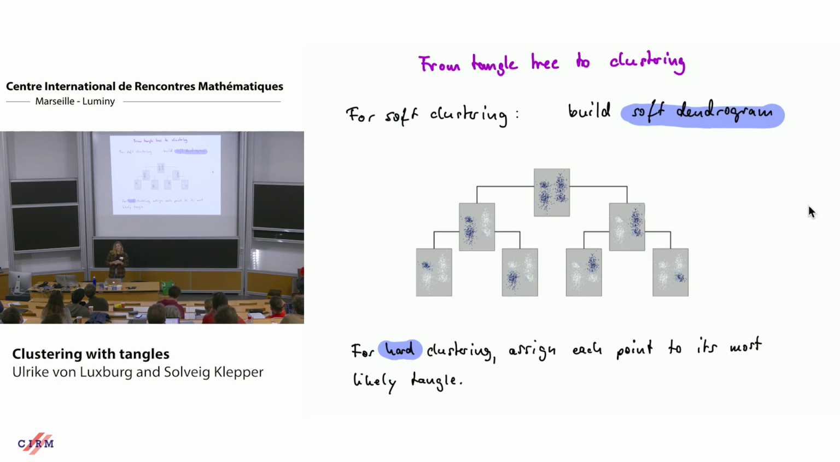So there are points that do not belong to a cluster with 100% probability, but something in between, and we have the soft notion captured in the soft dendrogram. And from here, it's not that difficult. We can just get a hard clustering by assigning every point to the cluster it belongs to with highest probability.